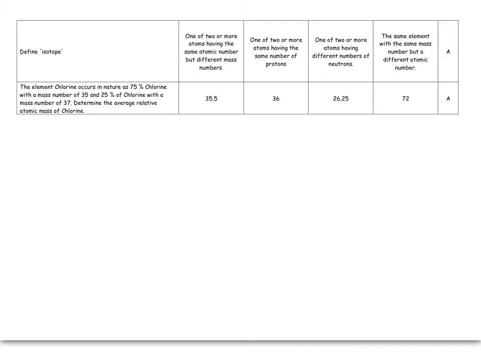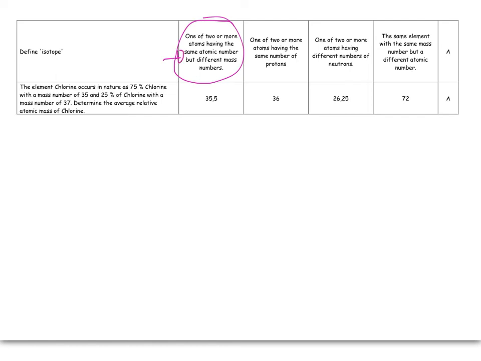Define an isotope. It is when you've got the same atomic number but different mass numbers. So let's go through this. One of 2 or more atoms having the same atomic number but different mass numbers. That looks like a very good definition. The others are all going to only have part of that information or something that's completely false in them. Write this definition down as something that you need to learn.